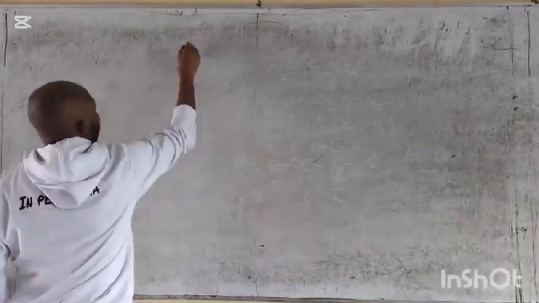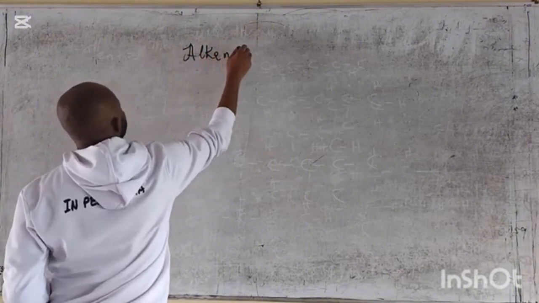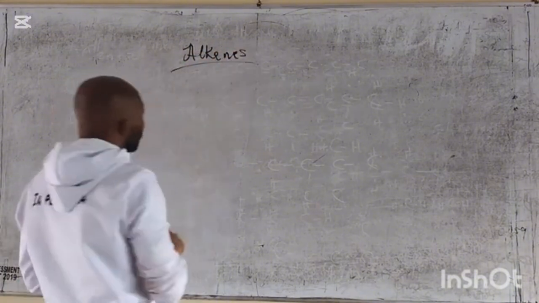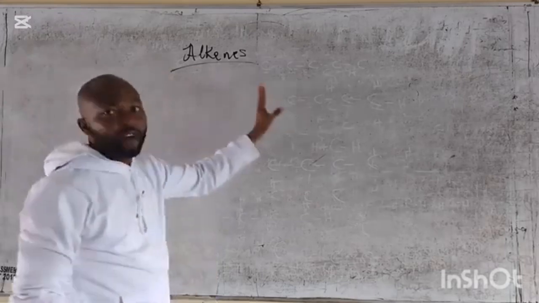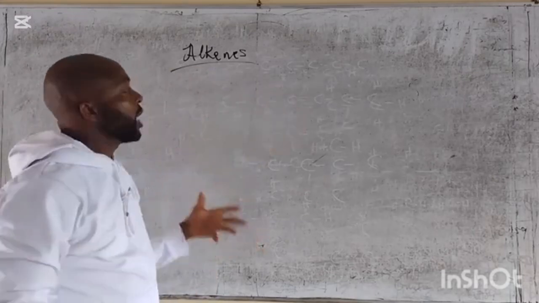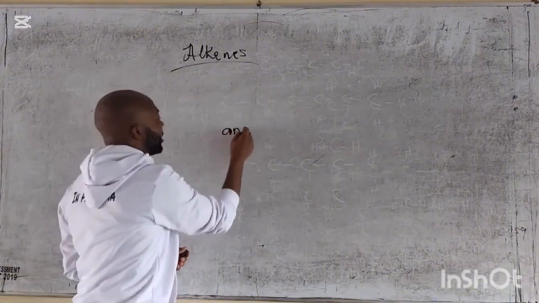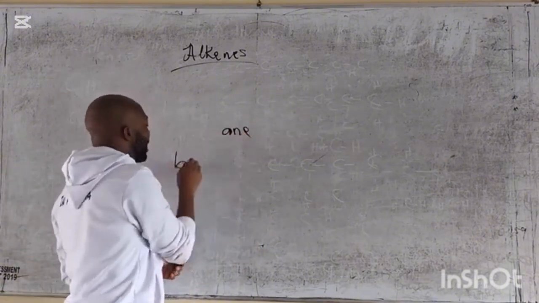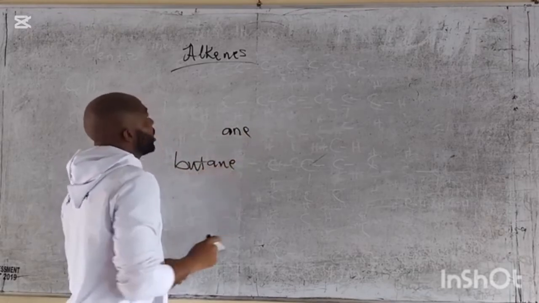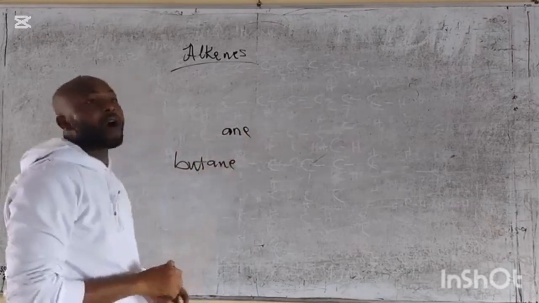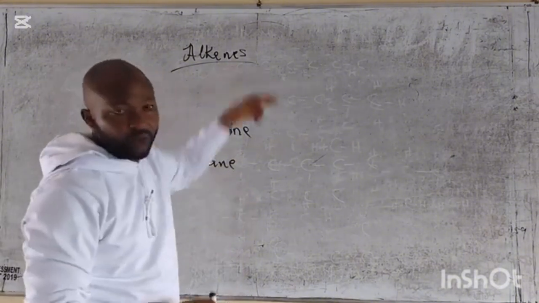So let's take alkenes. In alkanes, we said the general molecular formula was CnH2n+2, and all members of the alkane family were named with -ane. So if I have butane, this is butane, ending in -ane. Now, in alkenes, all the members will be replaced by what? The -ene. We use it to replace them.